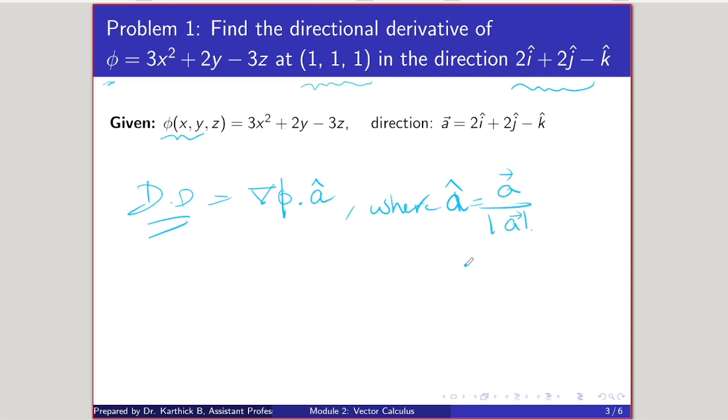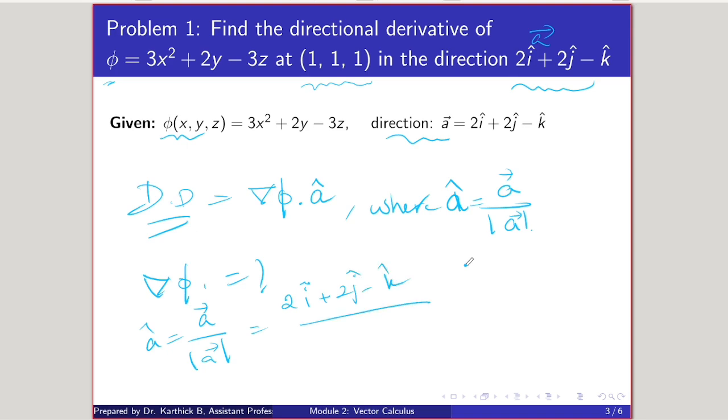So here they have given phi. By using phi, we want to find gradient phi first. Then we want to go for a cap. A cap will be a vector by modulus of a vector. Here they have given the direction. This will be our a vector. So I am taking that direction as a vector, 2i cap plus 2j cap minus k cap. And how do you find this modulus?